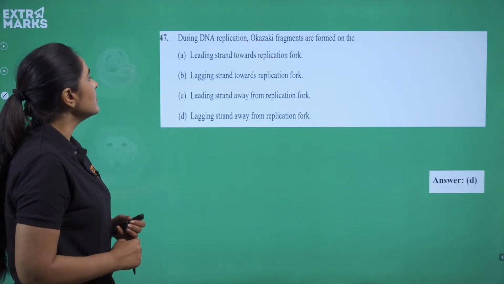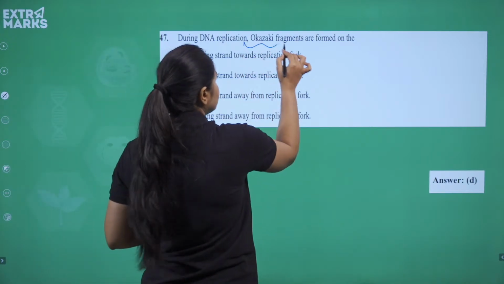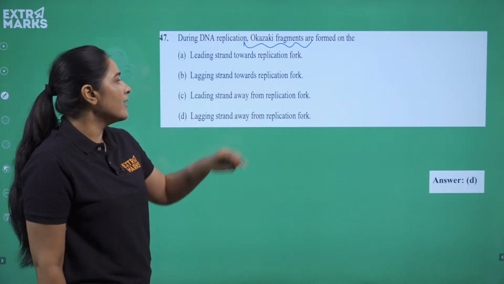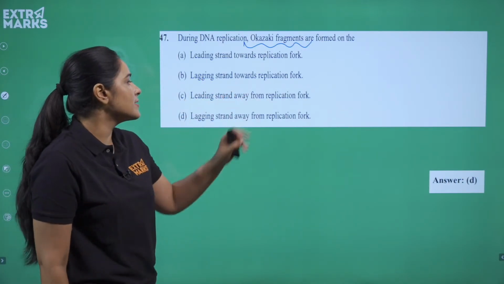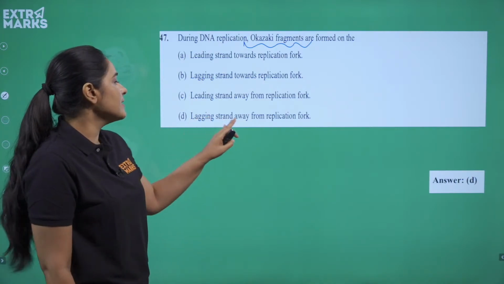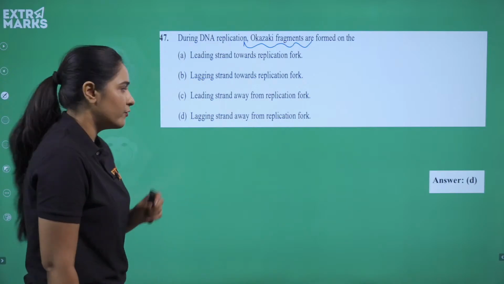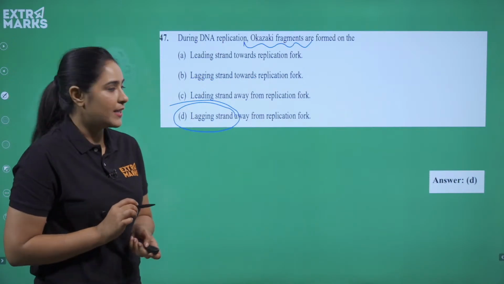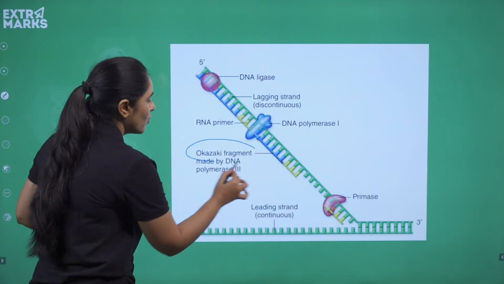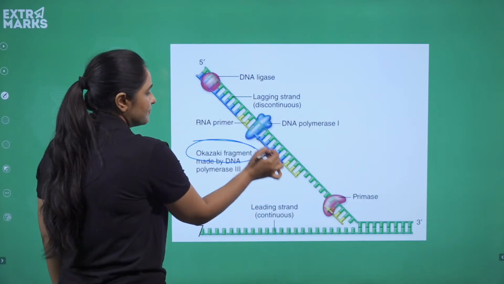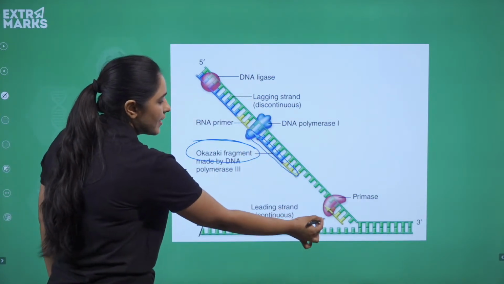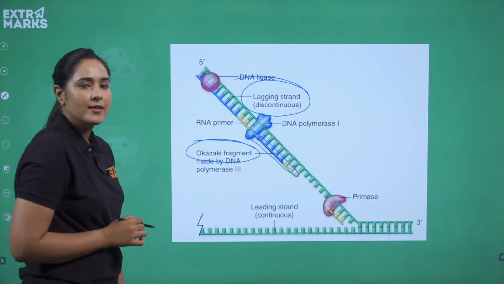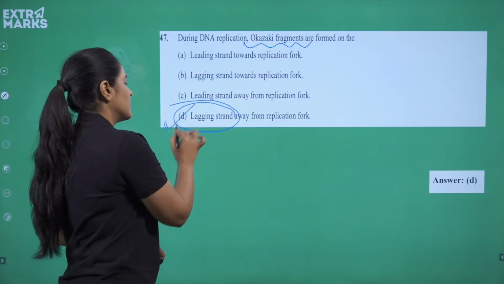Another question, during DNA replication, Okazaki fragments are formed on leading strand towards replication fork, lagging strand towards replication fork, leading strands away from the replication fork and the lagging strand away from the replication fork here. So obviously it is formed on the lagging strand and they are away from the replication fork. As you can see here, we are having the Okazaki fragments. See their direction. Away from the replication fork, we are having this replication fork and it is on the lagging strand. So we are having D option which is correct.